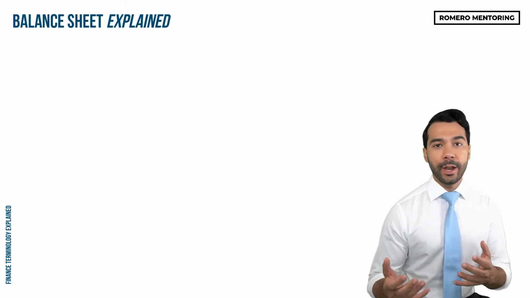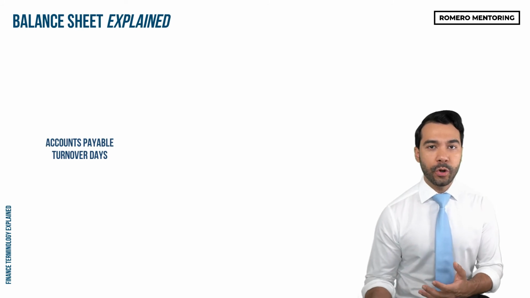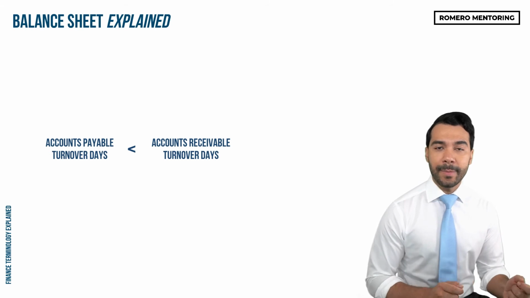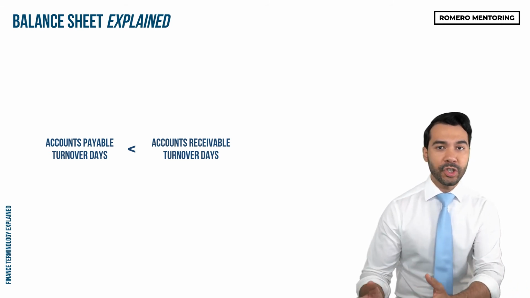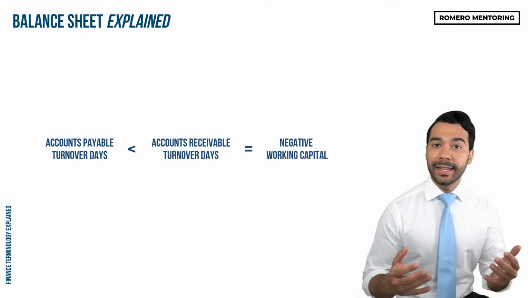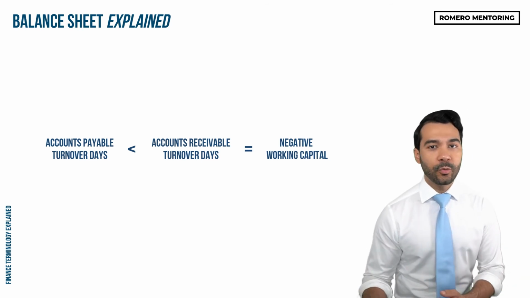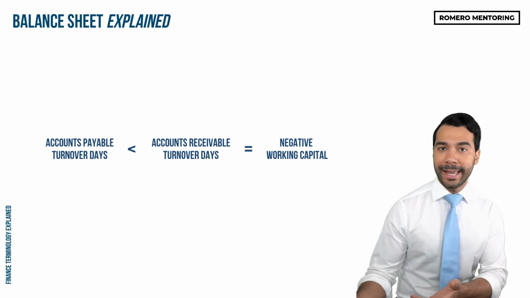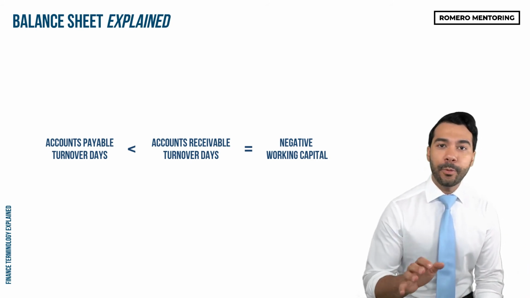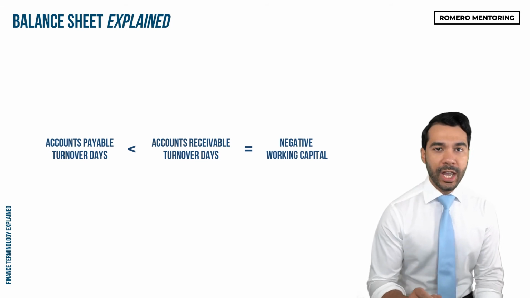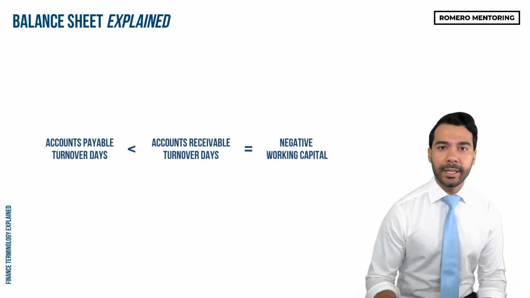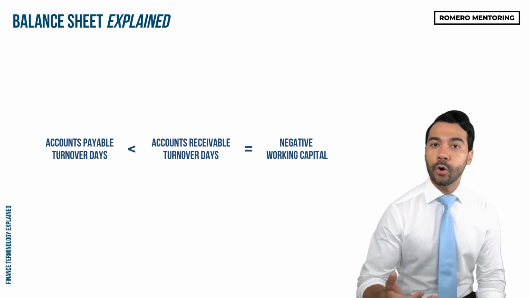In the event where the accounts payable turnover days is less than the accounts receivable turnover days, that means that cash leaves the business first and then it comes in, creating a negative working capital. In this case, the company will have to raise money from either lenders or from shareholders. So it's very important from an operating standpoint that you understand your working capital and your turnover days so that you don't fall for any liquidity inefficiencies or challenges.